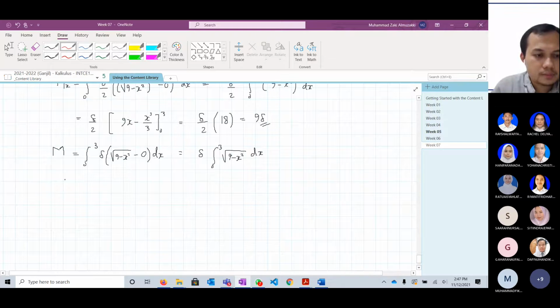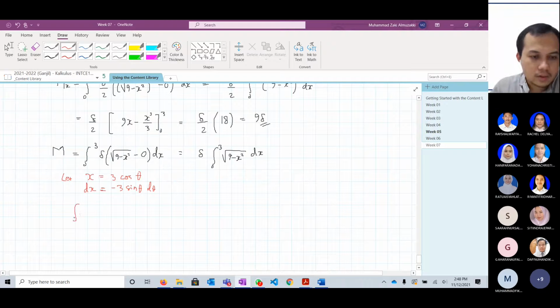Now we let x equal 3 cosine theta, which means that dx is actually minus 3 sine theta d theta.